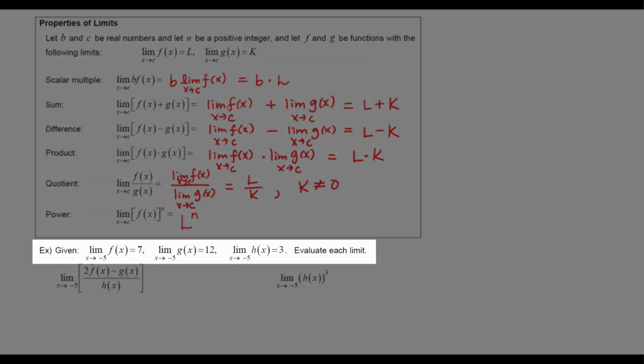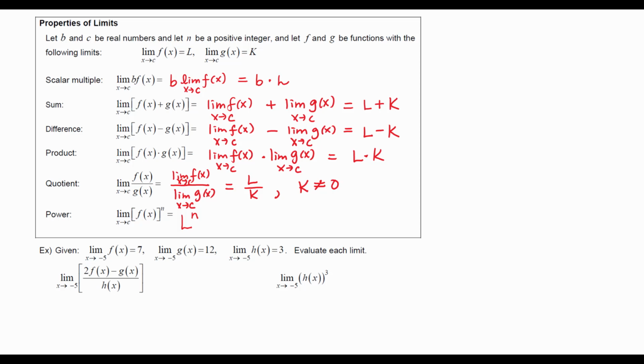Example: given the limit of f of x as x approaches negative 5 equals 7, the limit of g of x as x approaches negative 5 equals 12, and the limit of h of x as x approaches negative 5 equals 3, evaluate each limit. My first problem is the limit of 2 times f of x minus g of x, all over h of x, as x approaches negative 5.